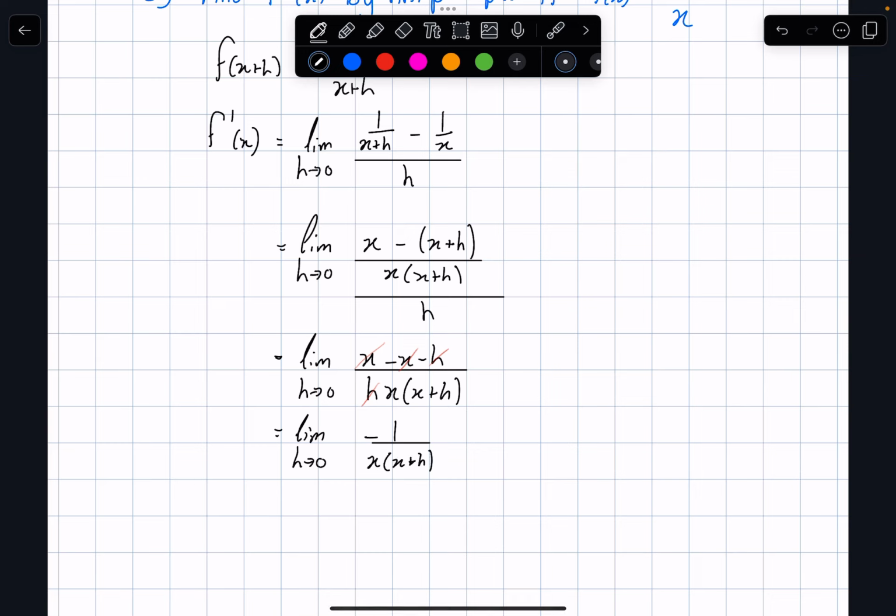Now, if I apply my limit, I'm not going to make it undefined. So I'm going to substitute in 0 for h. So f dash of x is equal to -1 over x times x, which is -1 over x squared. And that is the result we were after. Hopefully this sets you off quite nicely for some tricky first principles problems. They always pop up, so it is important that we are constantly practicing that skill. Thanks for watching, and we'll see you in the next video.